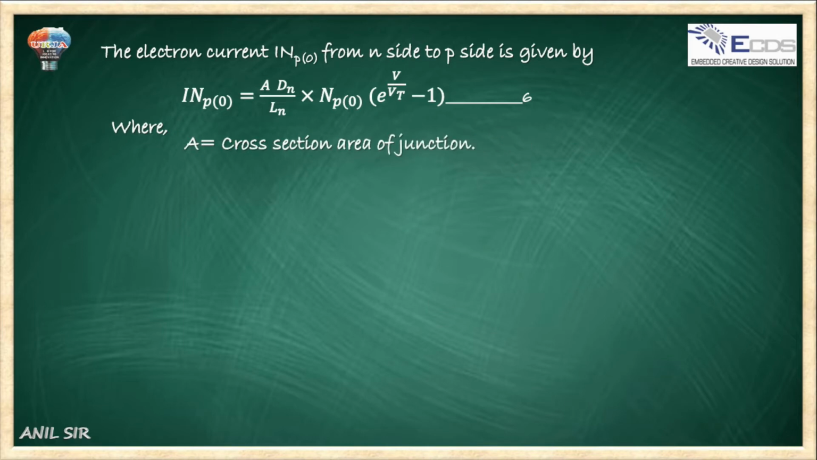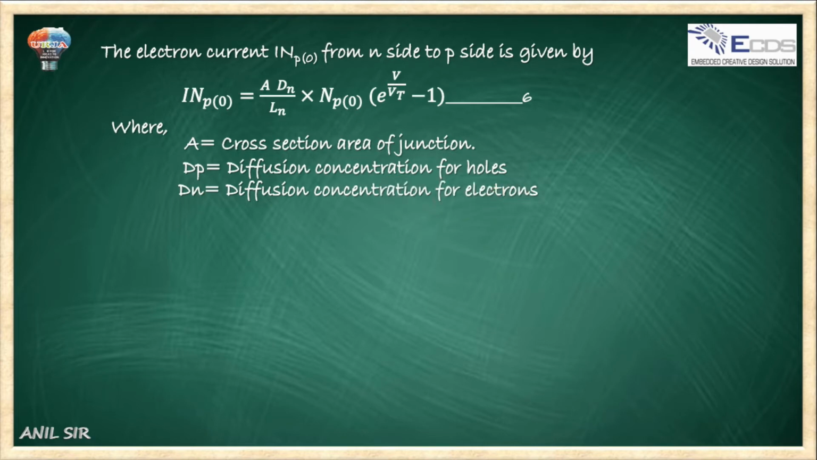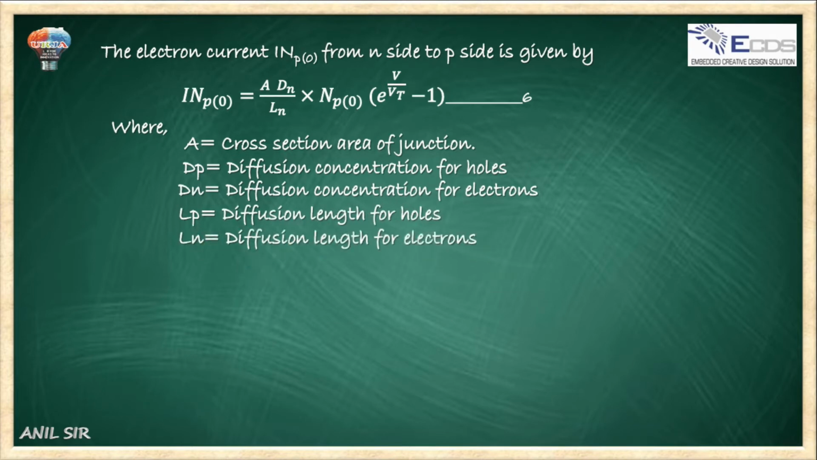this A is nothing but the cross section area of junction. Then dP is the diffusion concentration of holes. Then dN is the diffusion concentration for electrons. Lp, that is the diffusion length of holes. Then Ln, diffusion length for electrons. So these are the parameters related with the hole current as well as electron current.